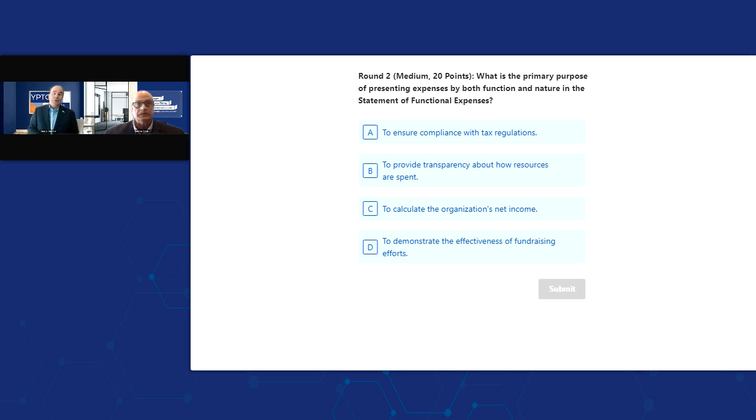Our first question: what is the primary purpose of presenting expenses by both function and nature in the statement of functional expenses? Is it A, to ensure compliance with tax regulations? Is it B, to provide transparency on how resources are spent? C, used to calculate the organization's net income? Or D, to demonstrate the effectiveness of fundraising efforts?